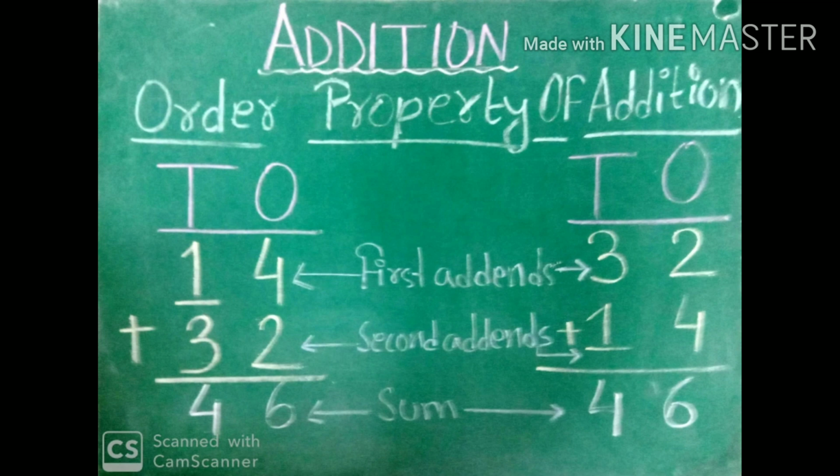Over here, our first addend is 32 and the second addend is 14. Our sum is the same, 46. Again, we get the sum 46.